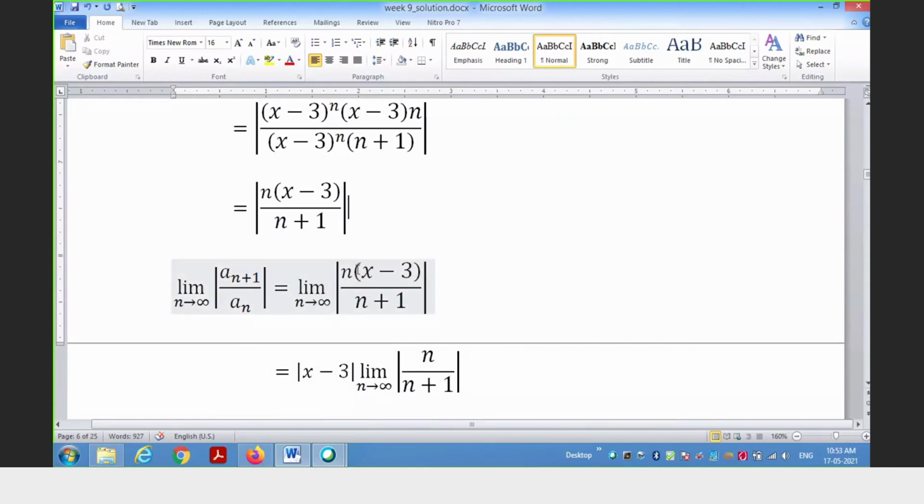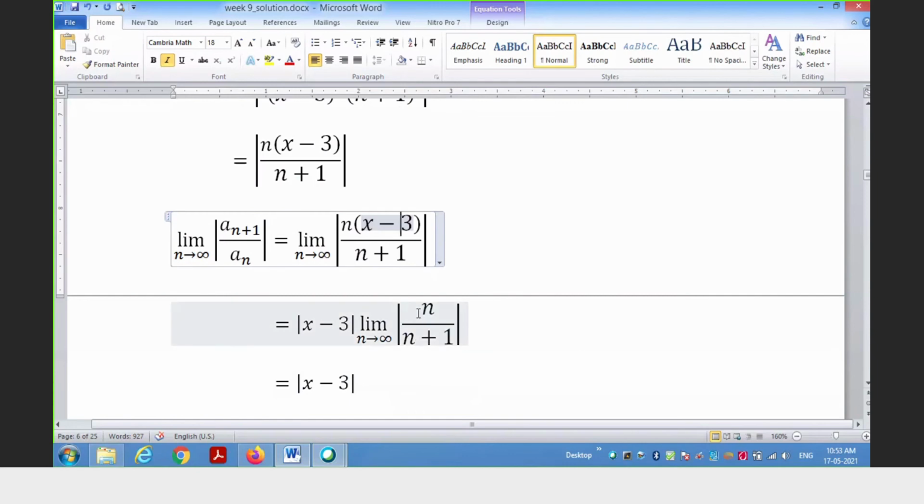You know that x minus 3 remains unchanged. You take that out to have the value of x minus 3. And then you have to take the limit of n over n plus 1. Again, this one you have to use L'Hopital's rule, and the limit is equal to 1. So you have the absolute value of x minus 3, and this value must be less than 1 in order for that series to be convergent.